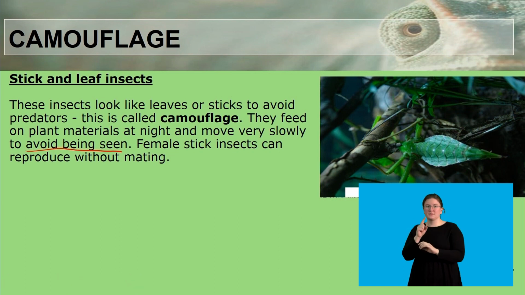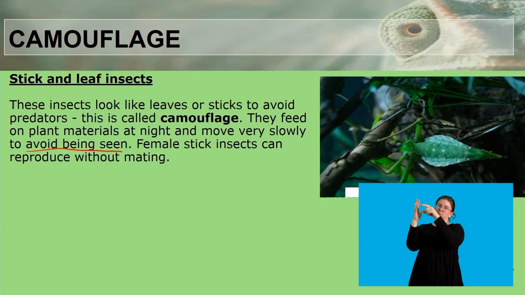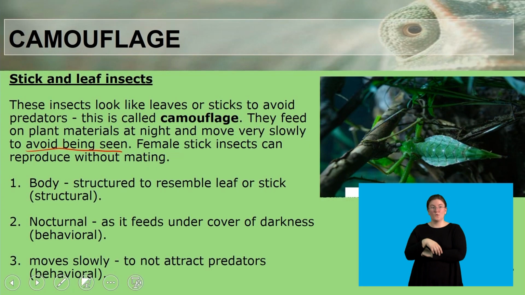Here's an example of a stick insect that also blends in with the tree environment. If you take a quick look at it, you would actually think that it is a leaf that is attached to the tree bark or the branch of the tree. So if we look at the body, it is structured to resemble the leaf or a stick. Also, there you see how it is attached to the branch of the tree.